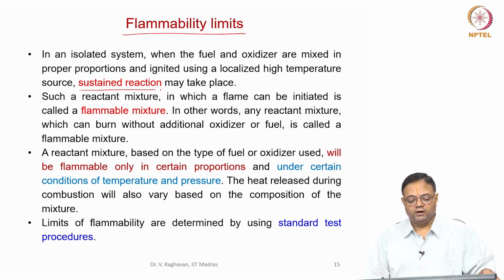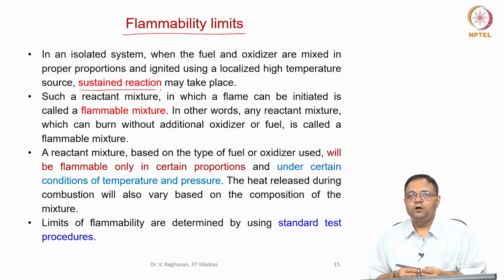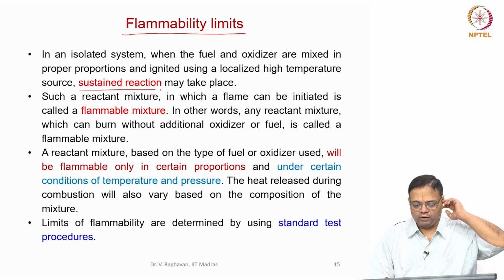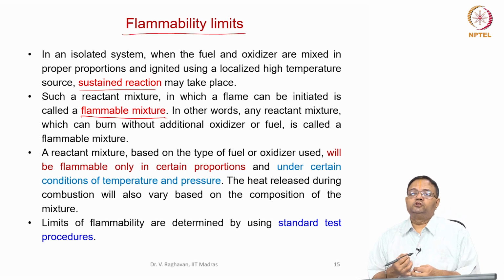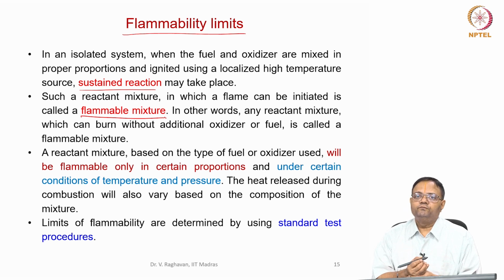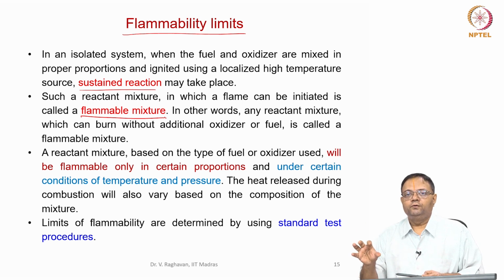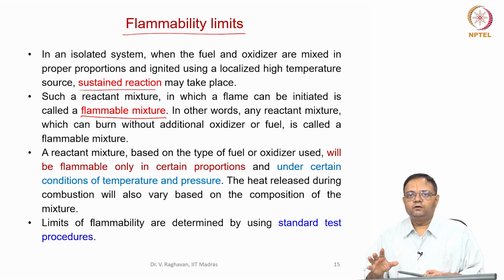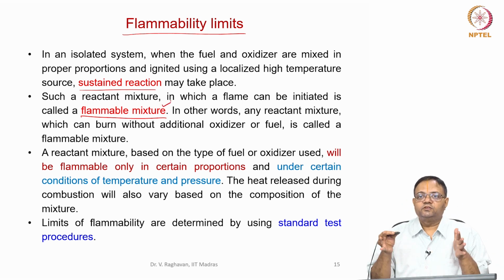Now, based upon the composition, upon ignition using a high temperature zone, you cannot create a sustained reaction unless the mixture is itself flammable, because if it requires more oxygen or more fuel, it cannot ignite since we have already isolated the system. Now, the flammable mixture is one which can burn without requirement of extra oxidizer, which is not actually available now, or extra fuel. That means if the mixture has a certain amount of fuel and oxidizer, and it can burn without requiring additional oxidizer or additional fuel, then it is called a flammable mixture. That means the mixture itself is within the flammability limit.